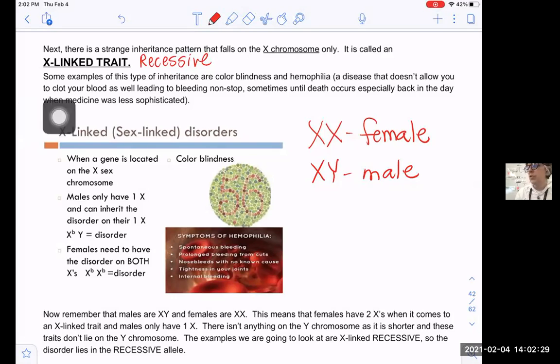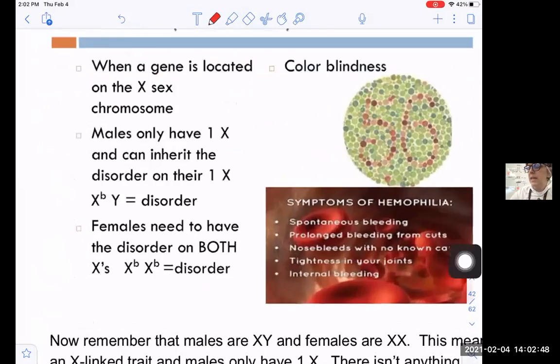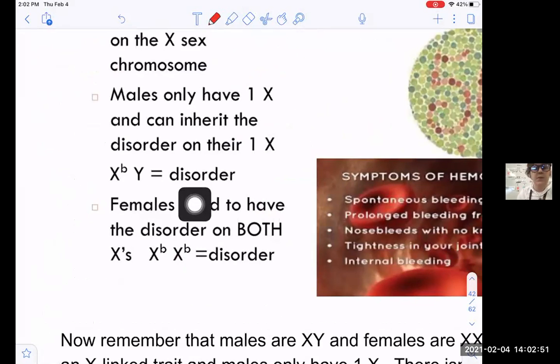So these traits for color blindness and hemophilia reside on the X chromosome only. Males only have 1 X, so they can inherit the disorder on their 1 X chromosome. If they have just one of the recessive alleles on their X, then they have the disorder. They only have 1 chance: if they get the recessive allele, then they're going to have the disorder, like color blindness or hemophilia. Females, on the other hand, need to have the disorder on both of their X's. So in order for them to have something like color blindness or hemophilia, they have to be homozygous recessive and have the recessive allele on both their X's.